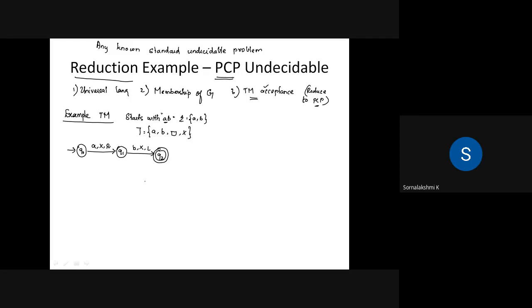Let me take an input word ABA. That word has to be accepted. For this, I'll construct dominoes for the string ABA. There are 7 steps in the creation of dominoes, very simple steps that will help us create dominoes out of instantaneous descriptions. So we are going to create dominoes.